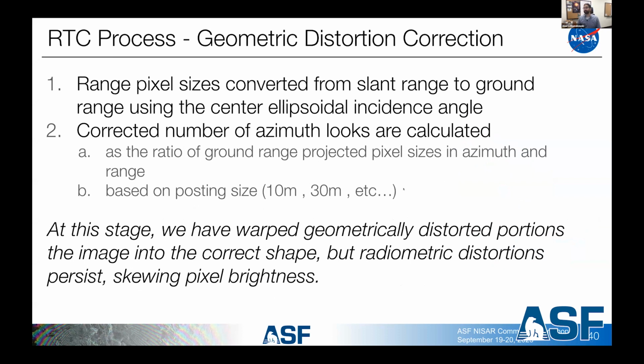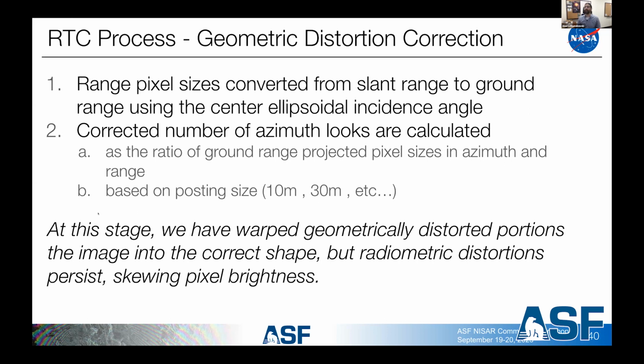Then for the geometric distortion correction, range pixel sizes are converted from slant range to ground range using the center ellipsoidal incidence angle, which is included in the metadata of the SAR image. And then the corrected number of azimuth looks is calculated, and this is done as the ratio of ground range projected pixel sizes in azimuth and range direction. And it also takes into account the posting size, so the resolution, often in our cases 10, 20, or 30 meters, although that could be anything. Just when you're ordering from HyP, the options are 10, 20, or 30 meters.